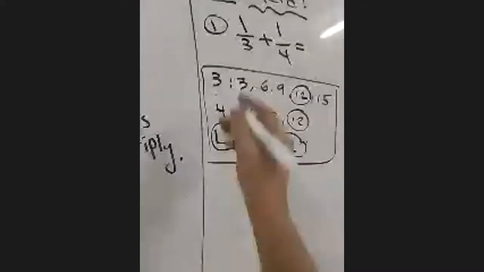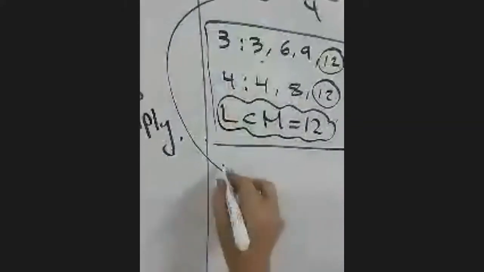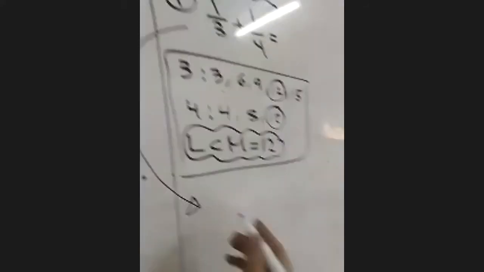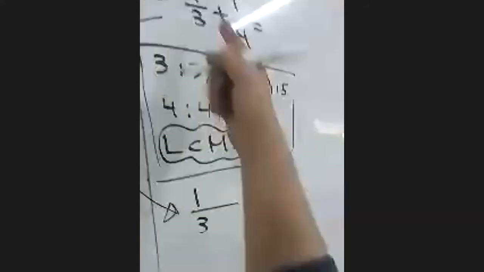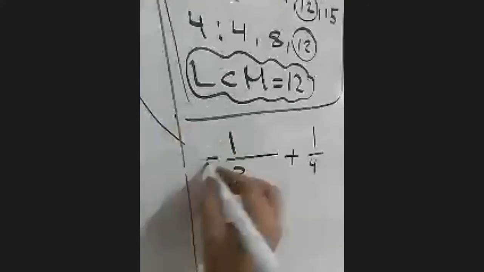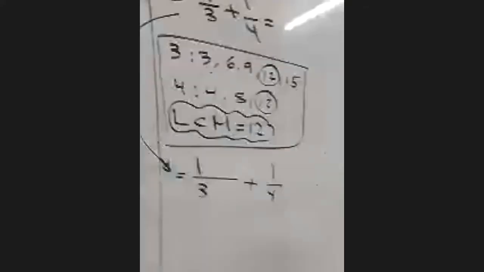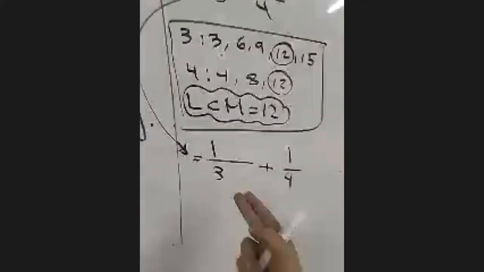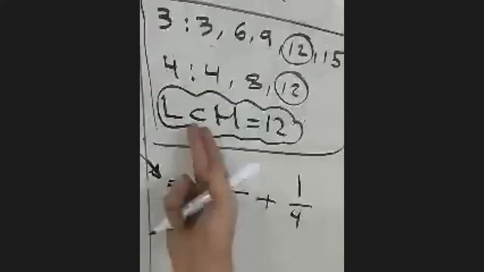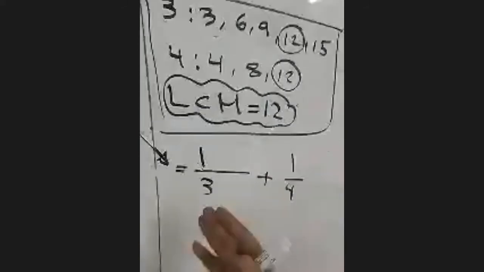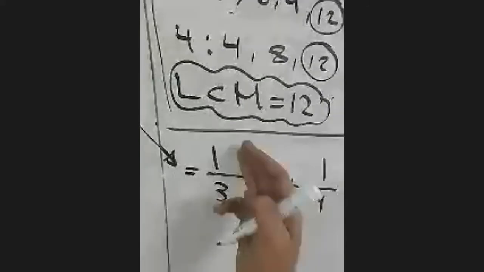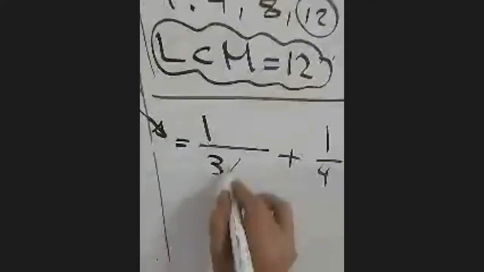How will I do that? I will make an arrow like this, look. And I will rewrite the fractions: 1/3 plus 1/4. Now, I will ask myself a question. How does the 3 become the least common multiple 12? The 3 becomes 12 by multiplying with 4, right? And we multiply up and down by 4.